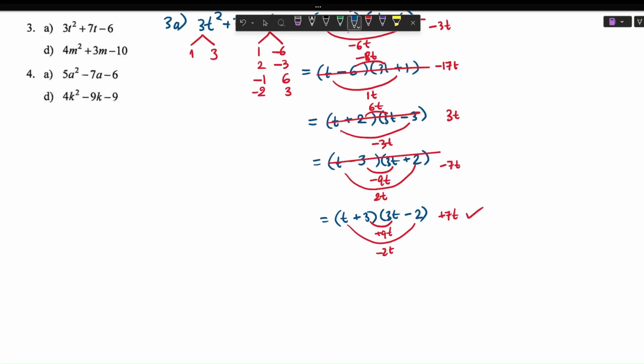Let's keep going. So 3d, we're trying to factor 4m squared plus 3m minus 10.